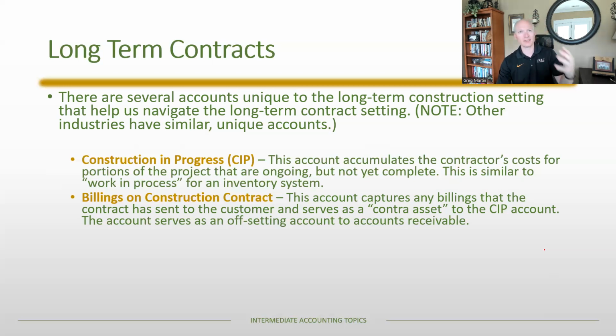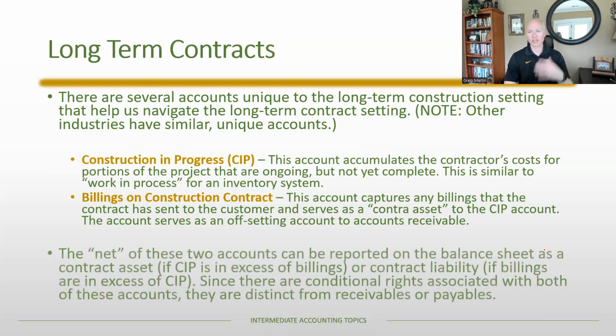And so it's a little bit complicated. I get that. It's a new account. But essentially, since we're not recognizing the revenue, we need to store that somewhere, and billings on construction contract is where we do that. All right, so the net of these two is going to be either a contract asset if CIP is more, or a contract liability if billings are more.